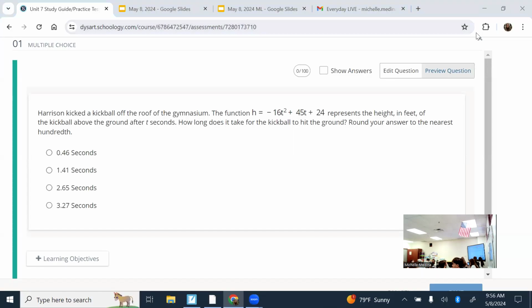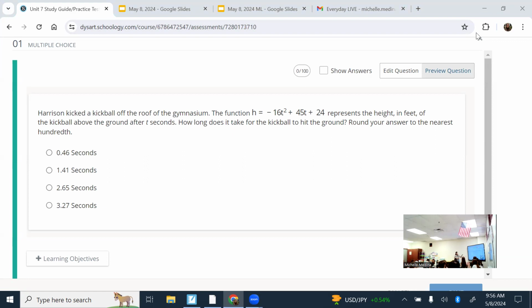On the online study guide, number 1: Harrison kicked a kickball off the roof of the gymnasium. This function represents the height in feet of the kickball above ground after 3 seconds. How long does it take for the kickball to hit the ground? Round your answer to the nearest hundredth. I will say that on the actual test, it's not going to be multiple choice. It's going to be like when you type in your answers.